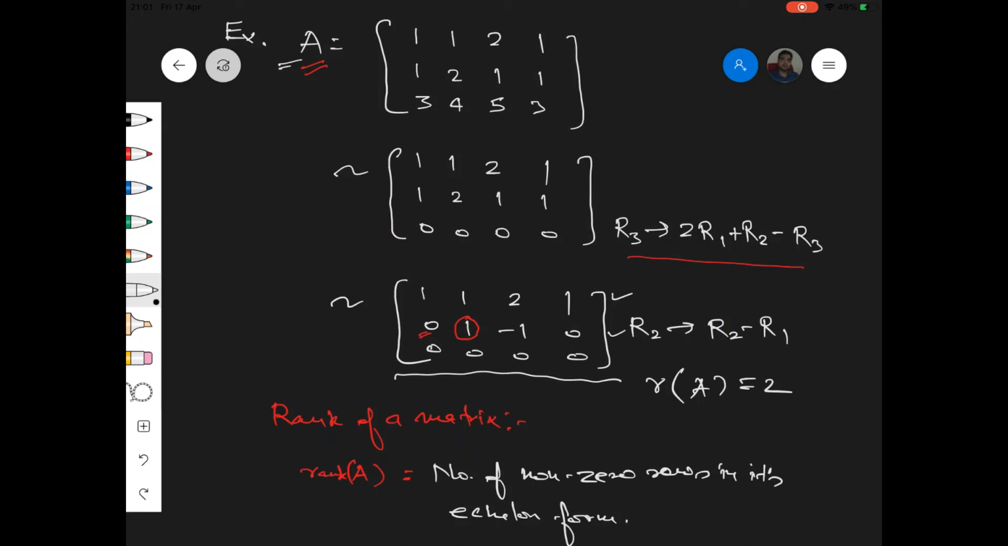The best part of this method is that it doesn't depend on the order of the matrix. We can always determine the rank of any given matrix irrespective of its order, whether it is a square matrix or a non-square matrix.